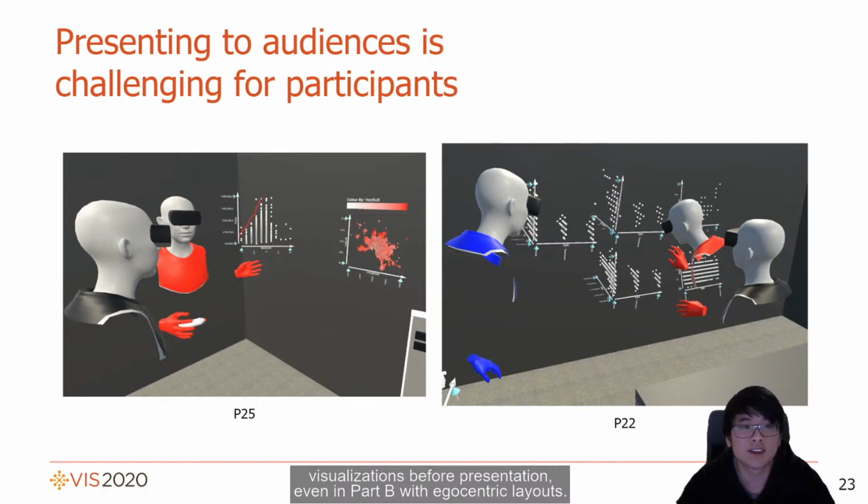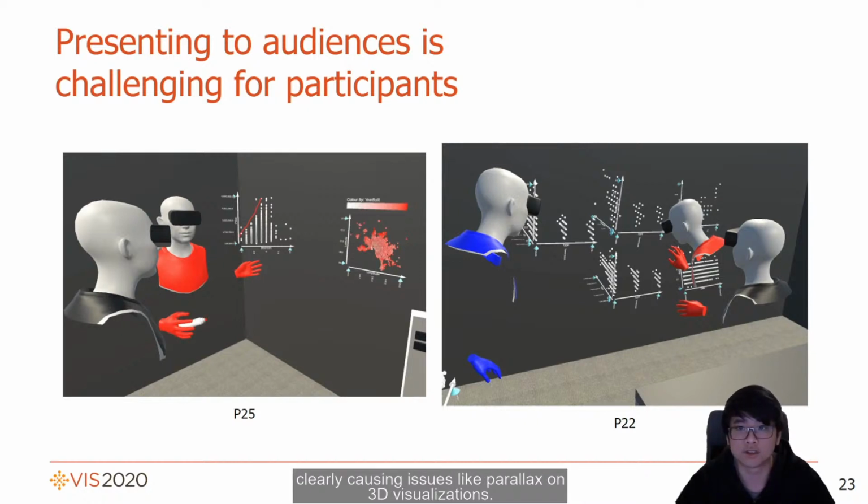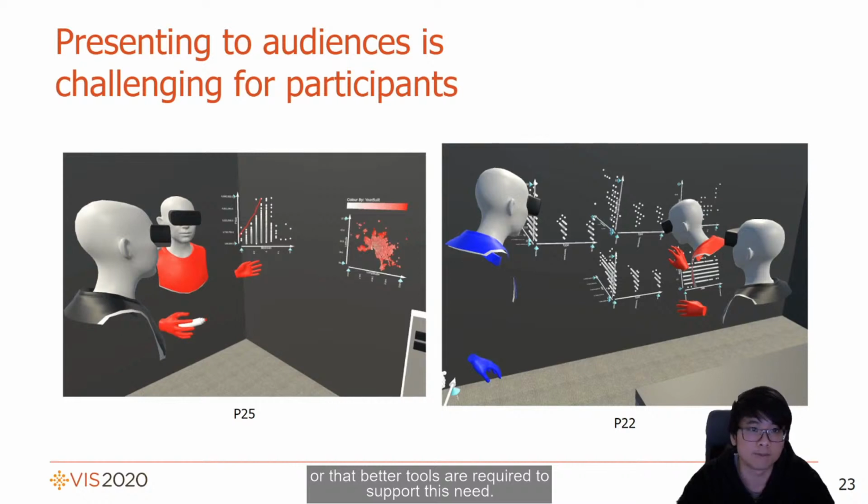with egocentric layouts. Of note is that almost all participants did not account for the audience's viewpoint and perspective, clearly causing issues like parallax on 3D visualizations. It may be that our participants simply did not anticipate the need to do so, or that better tools are required to support this need.